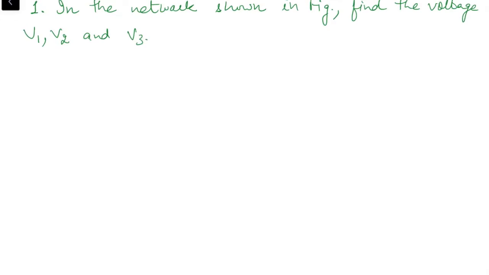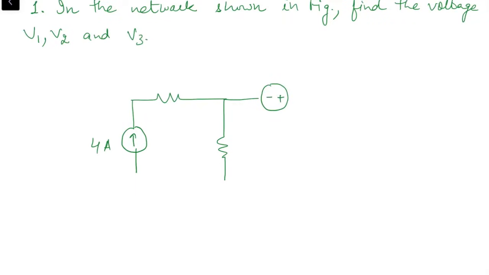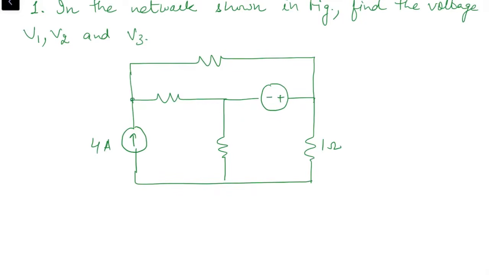The network consists of different sources and resistances. This one is V1, this one is V2 and this one is V3.